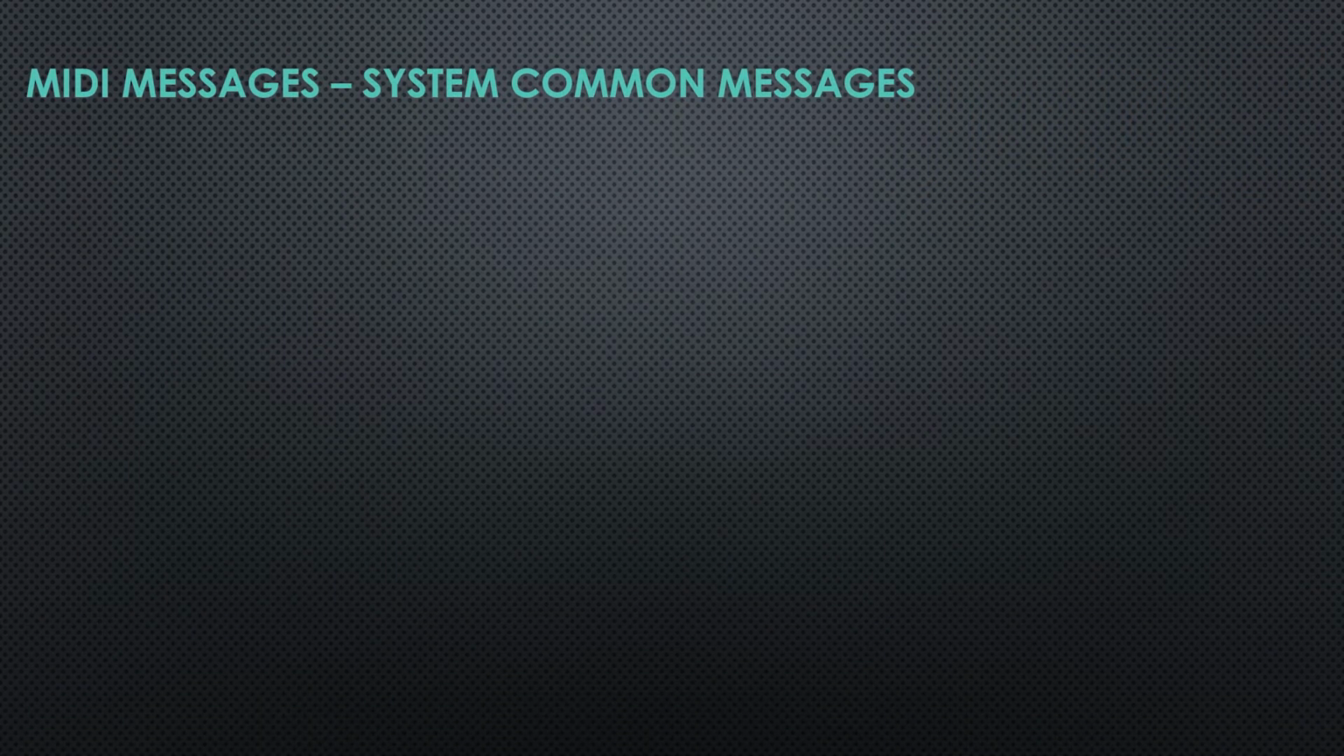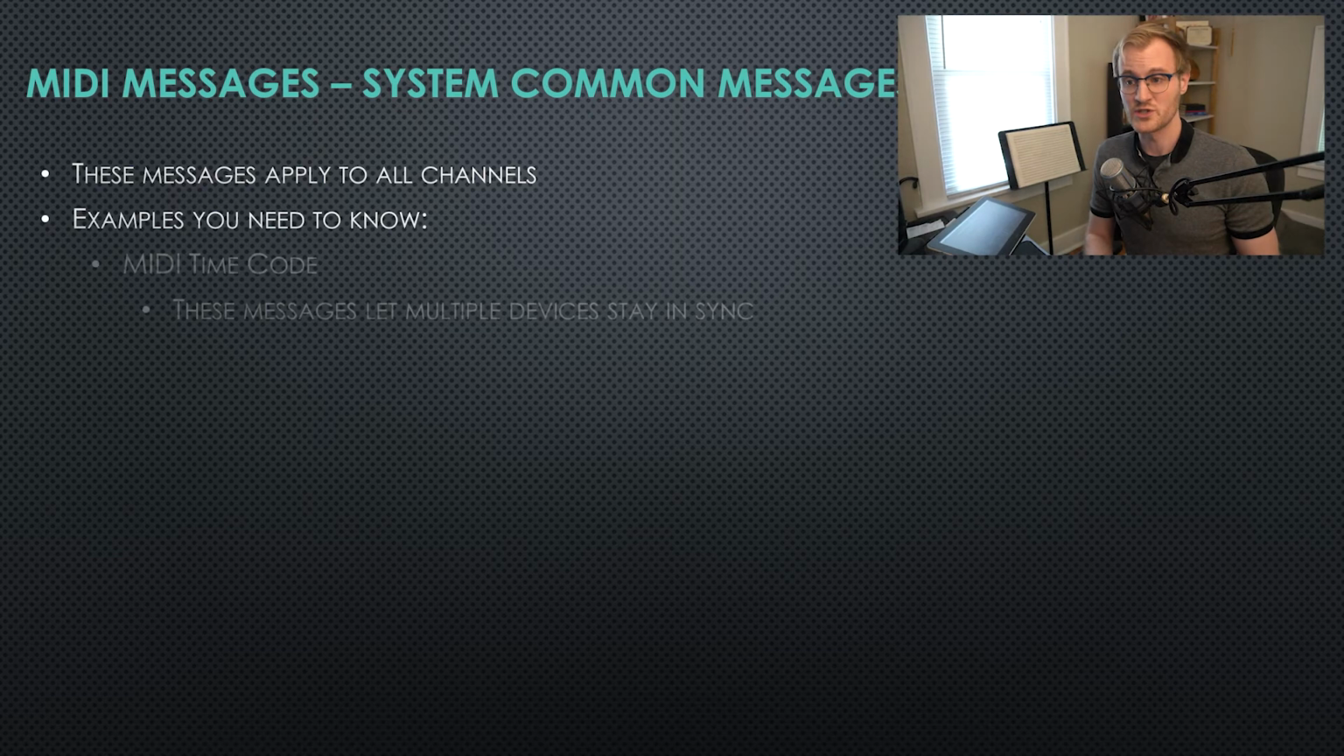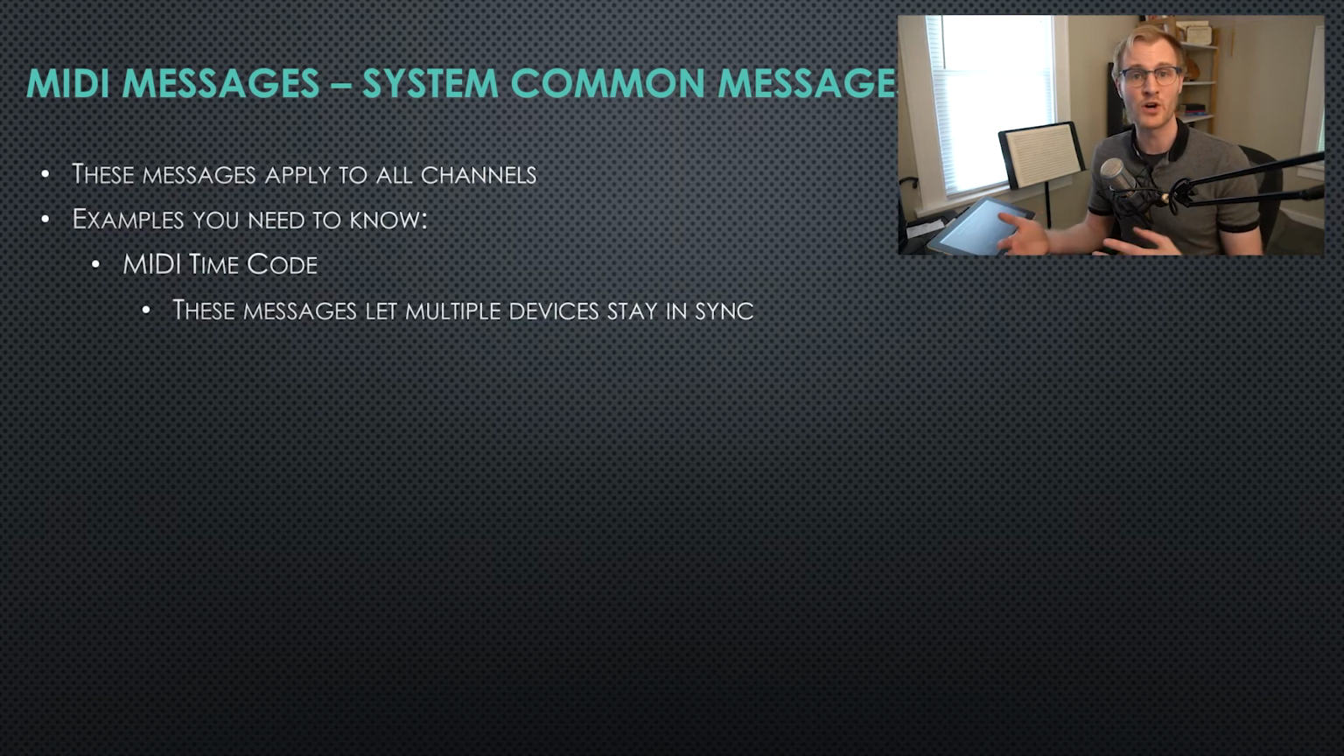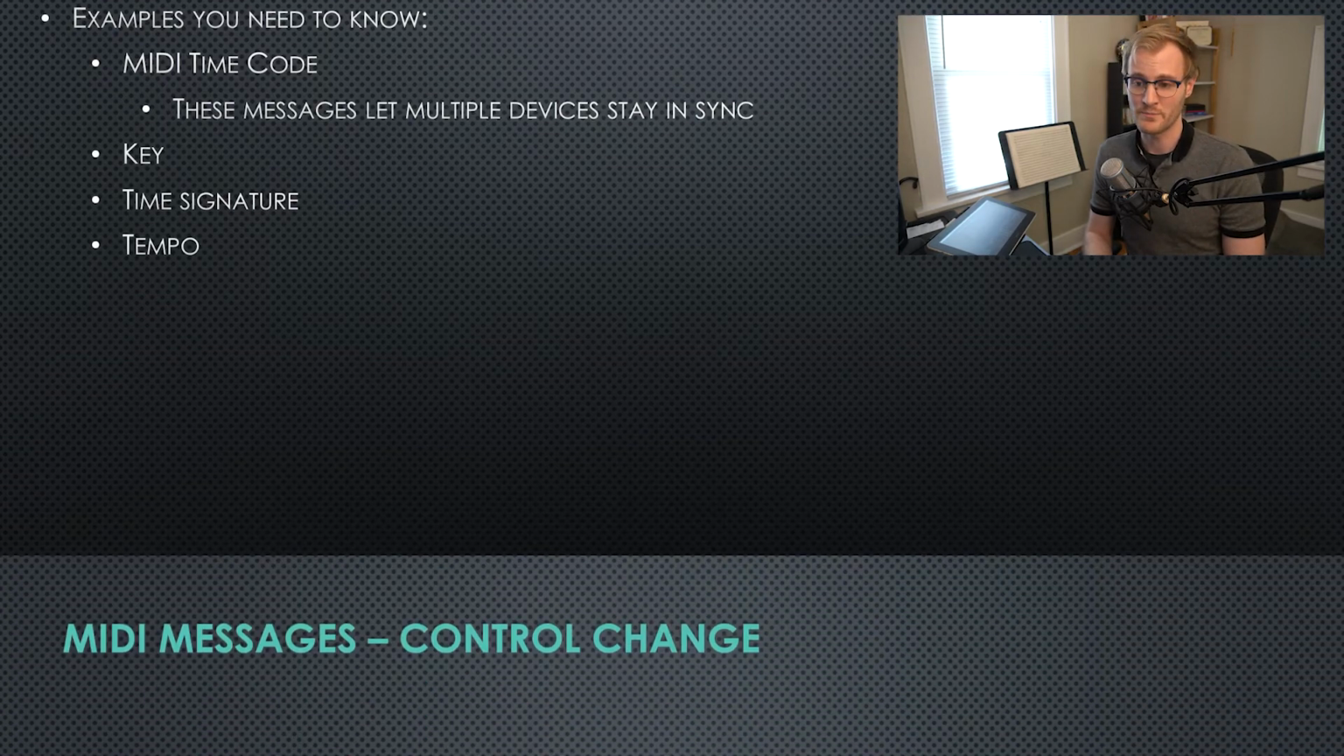Then we also have what we call system common messages. These messages apply to all 16 of those channels from device A to device B, or from the MIDI device to the synth or sampler. Again, some examples you need to know include MIDI timecode. These will be messages that let multiple devices stay in sync. There's lots of different types of time codes across different devices. Video cameras have time codes, audio recorders have time codes, and MIDI will have a time code. Also, the key, so whatever key the piece is in, can be transmitted via this system common message, as well as the time signature and the tempo.